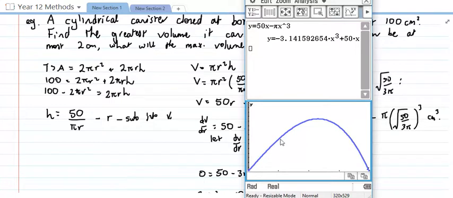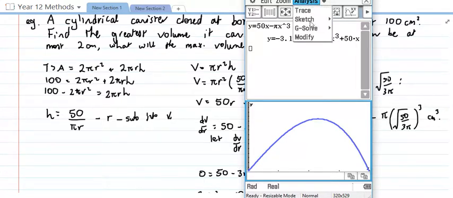Okay, and we can see this is the shape of the graph. I've zoomed it in, so I've got the y-axis going from 0 up to 100, and I've got the x-axis going from 0 to 4. Okay, so this is just the section of the graph that I'm interested in, because after that it's going to go below the x-axis, which we can't have, a negative volume, and likewise out this side of the y-axis we can't have a negative radius.